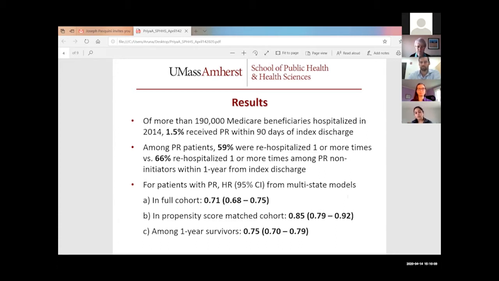From the Cox models, in the multi-state models, we see that receiving PR is definitely protective and it reduces the risk of rehospitalization in 1 year with hazard ratios less than 1. And for the analyses in B and C, the sensitivity analyses we did, B is where we computed a propensity score, matched patients who were not treated, and looked at the same multi-state modeling to see how the rehospitalizations look. And C is only restricted to those who survived 1 year. We wanted to see what's the rehospitalization within a year.